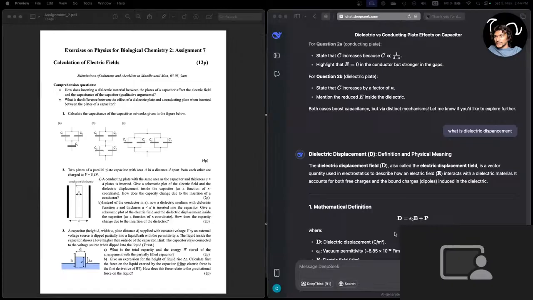So, what is dielectric displacement? It's a quantity used in electrostatics to describe how an electric field interacts with dielectric materials. It accounts for both free charges and bound charges induced in the dielectric.